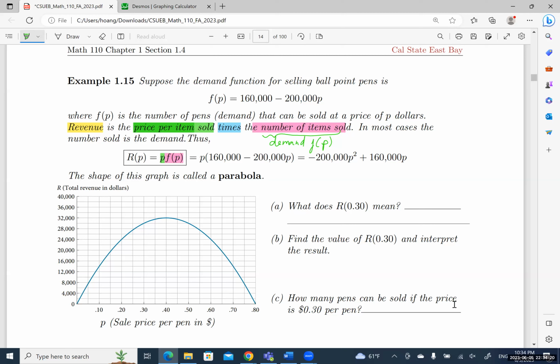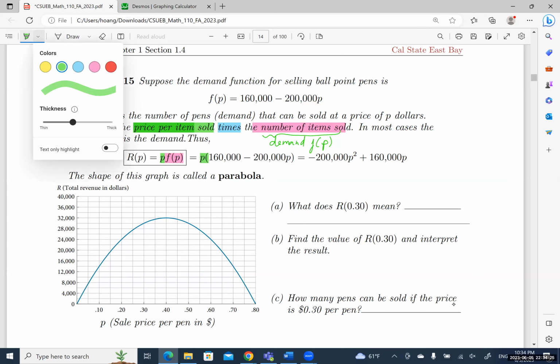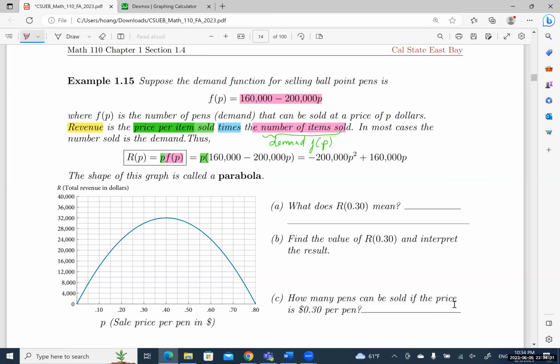So then I'm just going to substitute P and F of P. F of P was given as 160,000 minus 200,000 P. I substitute those two in, and then I distribute to get negative 200,000 P squared, since I distribute, right? And then plus 160,000 P.